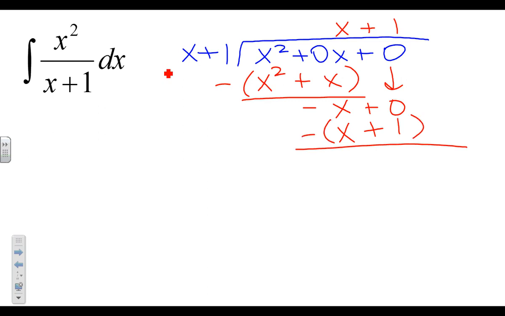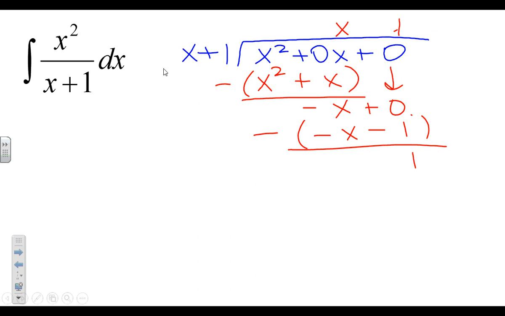Oh, but what did I do wrong? We want negative x, not positive x. So negative x minus 1, and we are subtracting, so we have a remainder of 1. Do you agree? Okay. So we have the integral of x minus 1 plus 1 over x plus 1.